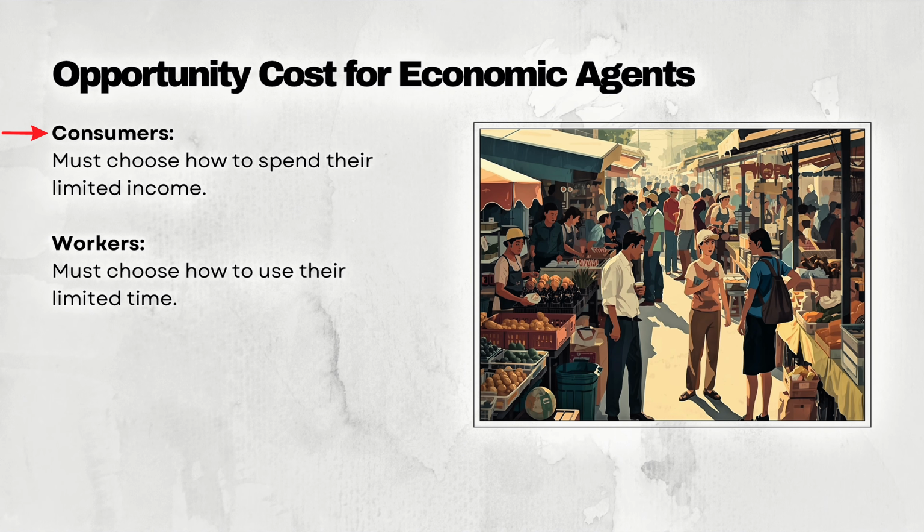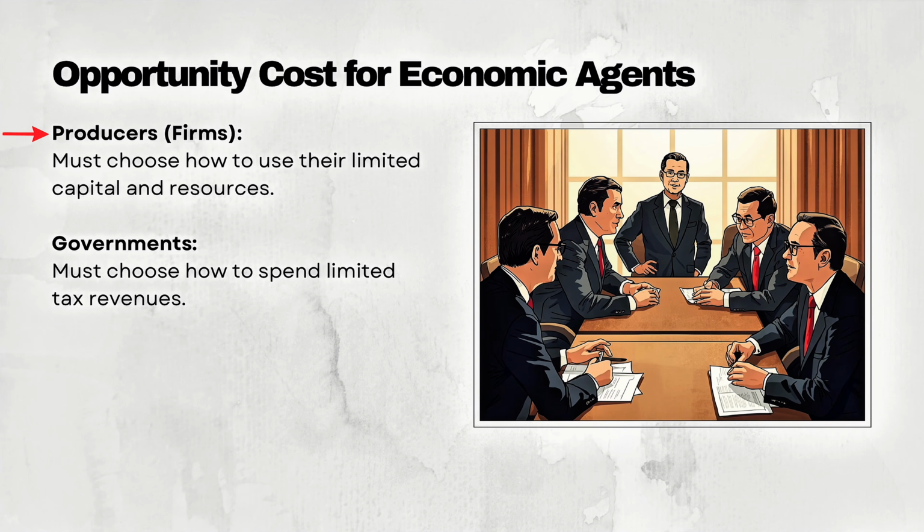Consumers must choose how to spend their limited income. Employees or workers must choose how to use their limited time. A question they may ask is, which business do they want to work for? For producers or firms, they must choose how to use their capital and resources in order to make goods and services. And for government, they need to figure out the best way on how to spend taxpayers' money appropriately.